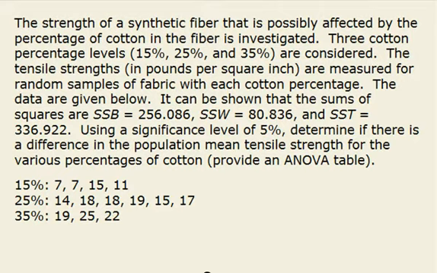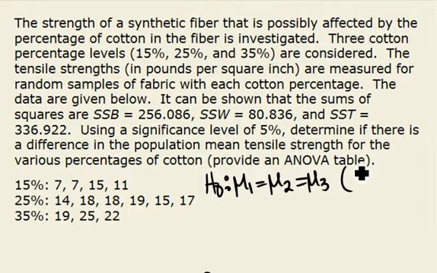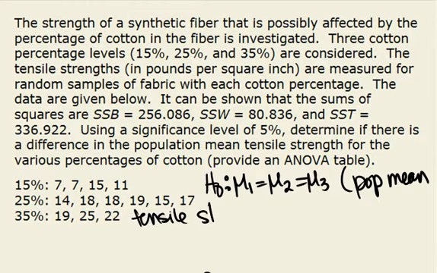And we always want to provide an ANOVA table when we're doing an ANOVA problem. So let's write out what we're actually going to want to test for. Our null hypothesis in ANOVA is that all the means are equal. We've got three groups, so our null is that mu1 is equal to mu2 equal to mu3. I'm going to write out in words what this means, and this is saying that the population mean tensile strength is the same for all three cotton percentages.